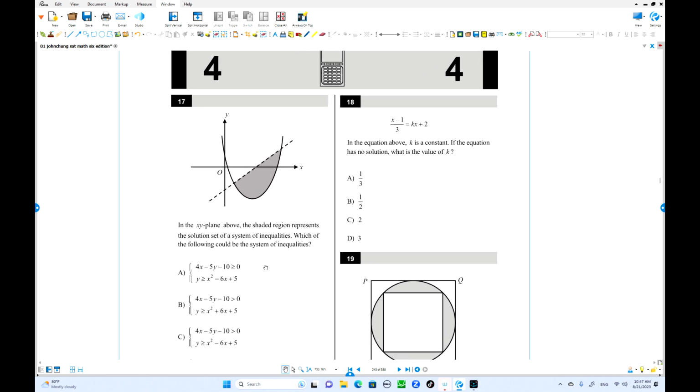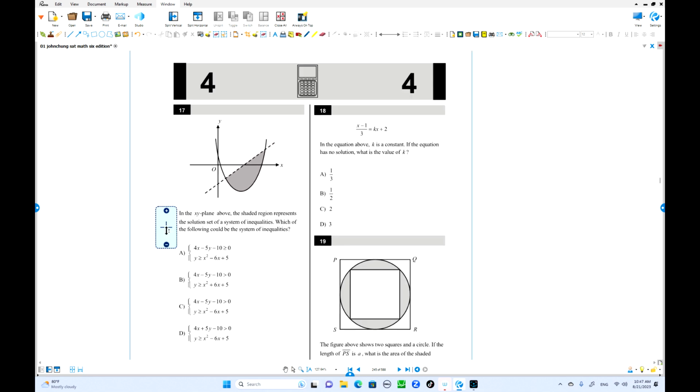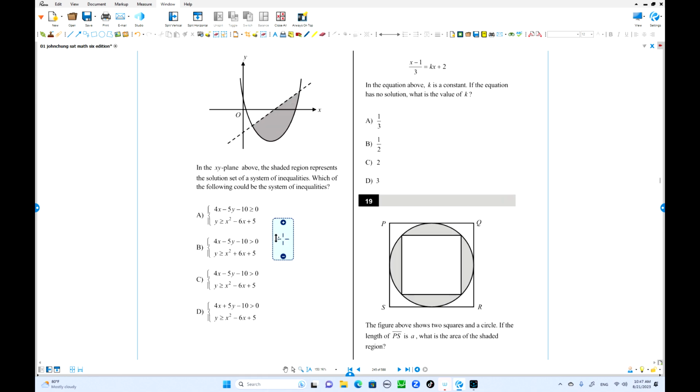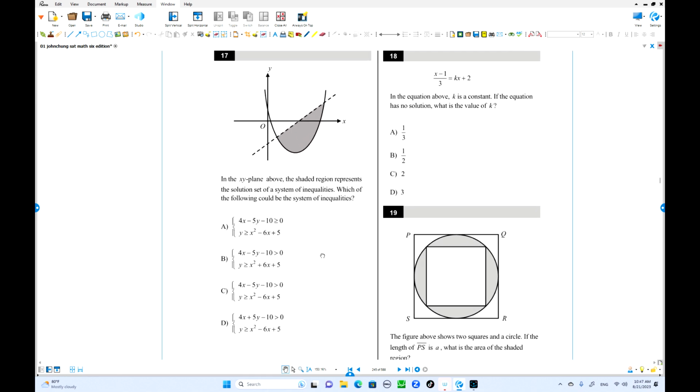All right, this is number 17. I'm going to make it bigger. That's better. Okay, we have two graphs. One is quadratic, the other one is linear. Linear is a dotted line, or dashed line, below this graph. So y must be less than some equation of it. You have to find this one.